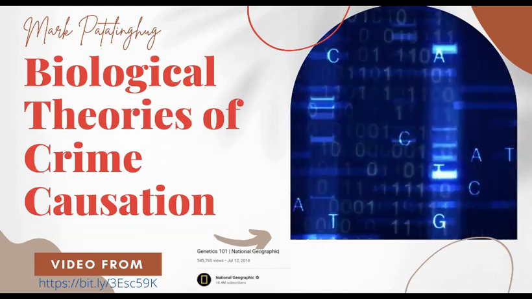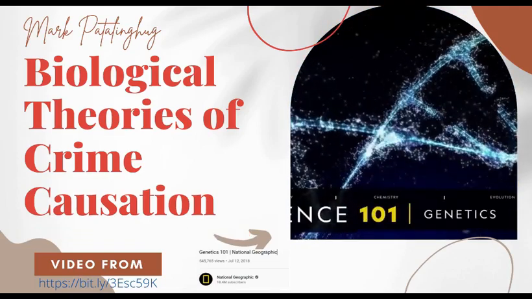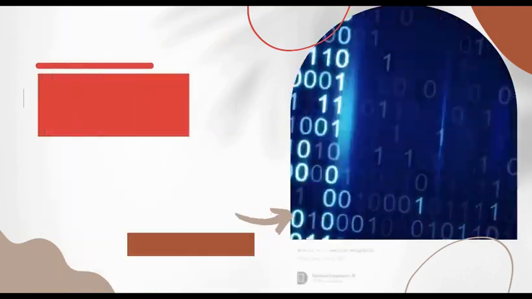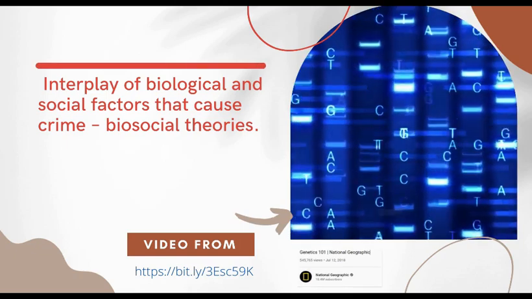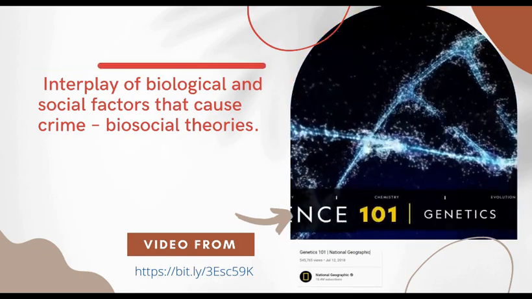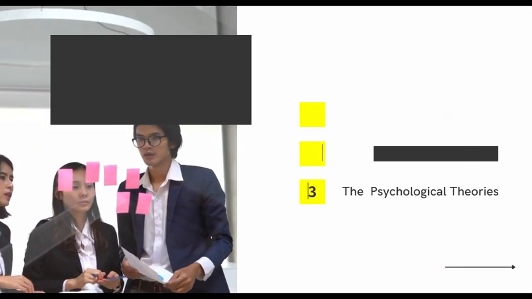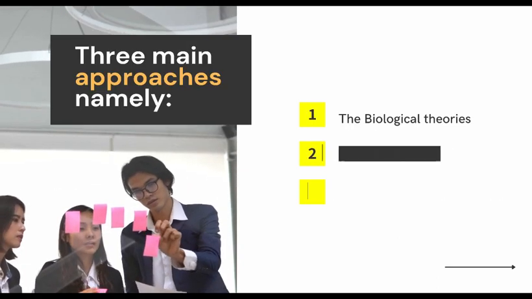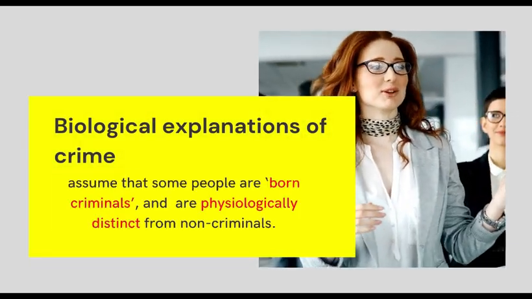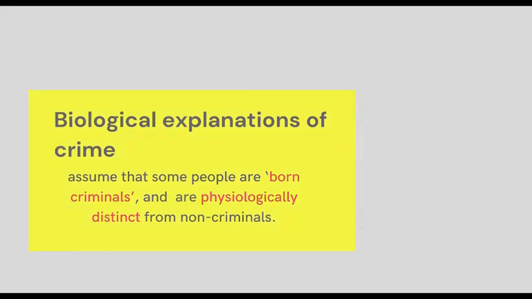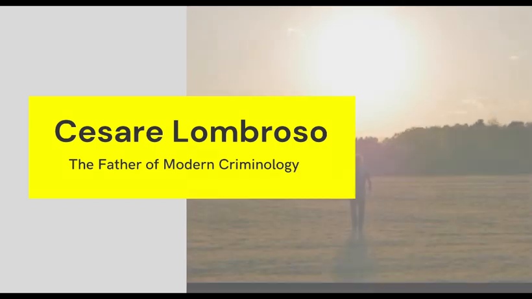Accordingly, criminals differ from non-criminals by a number of biological and psychological characteristics. More modern theories are based on the interplay of biological and social factors that cause crime, biosocial theories. As I presented in the previous video about theories of crime causation, the theories that cover the explanation to causes of crimes are categorized in three main approaches, namely: 1. The biological theories, 2. The sociological theories, and 3. The psychological theories. Biological explanations of crime assume that some people are born criminals, and are physiologically distinct from non-criminals. The most famous proponent of this approach is Cesare Lombroso, the father of modern criminology.